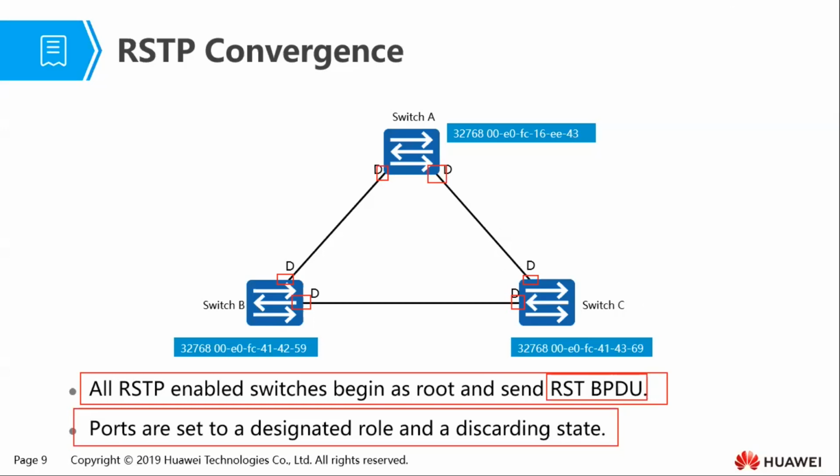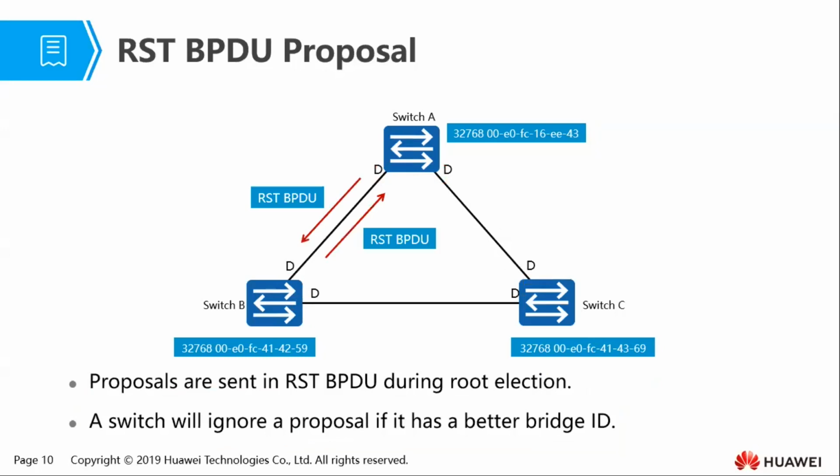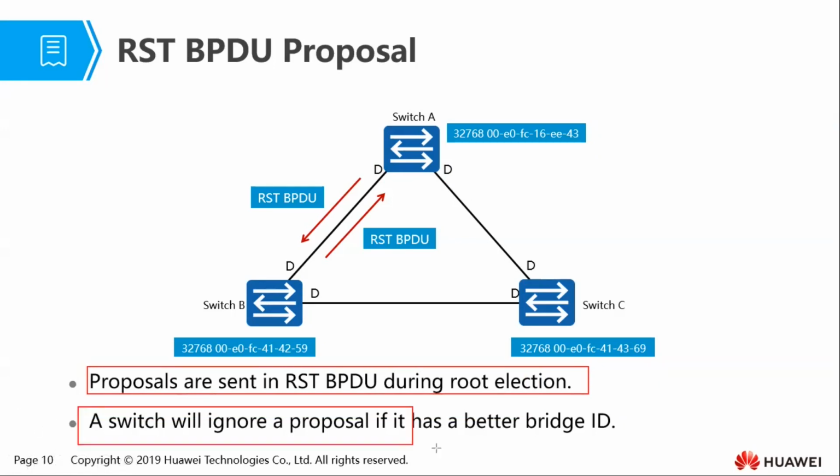Now, what follows is what we call the RSTP BPDU proposal. The proposal. So with the proposal, proposals are sent in RSTP BPDU during the root election. A switch will ignore a proposal if it has a better bridge ID.